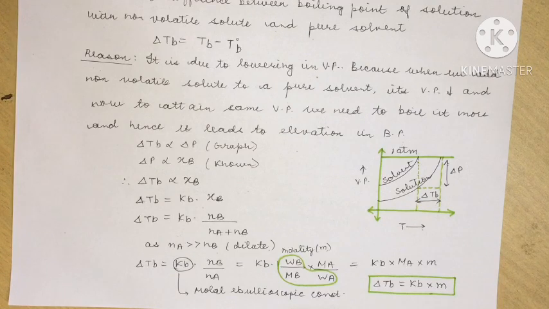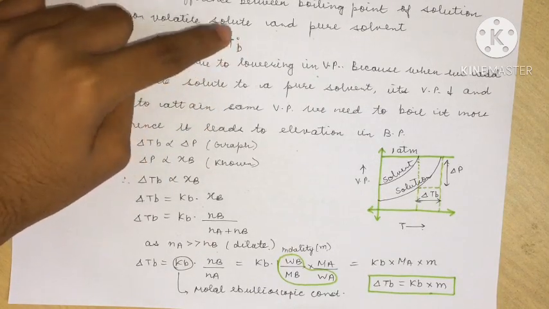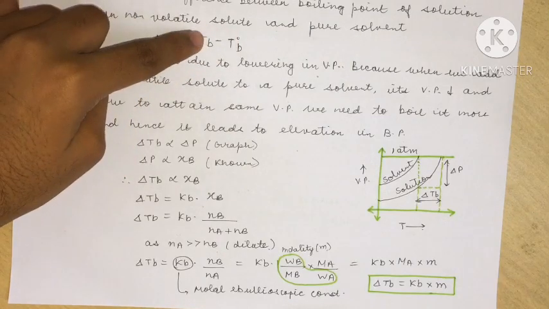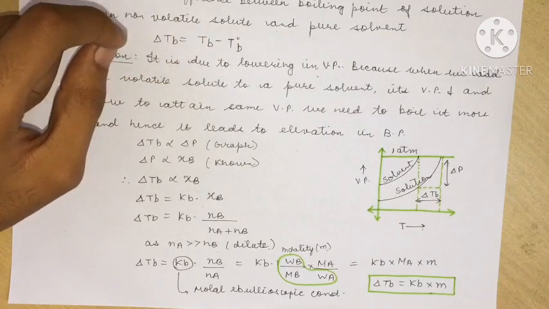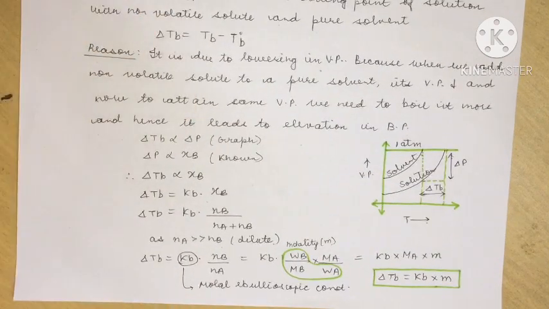So delta Tb is a difference because it is delta. It is equal to Tb minus T naught b. T naught b is the boiling point of pure solvent, which is lesser, and Tb is the boiling point of that solvent where we have added the non-volatile solute, which will be greater.